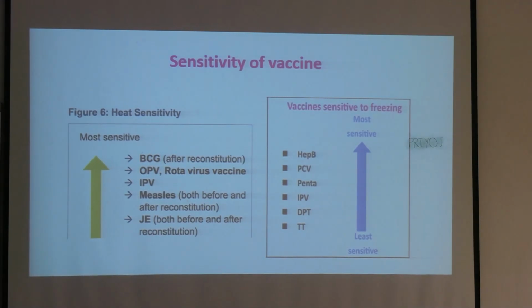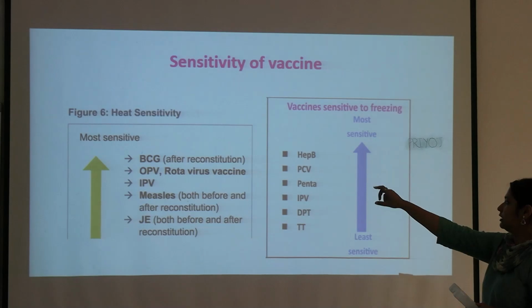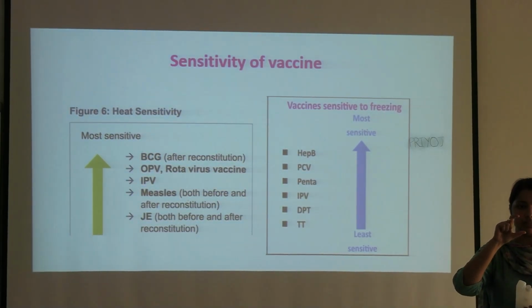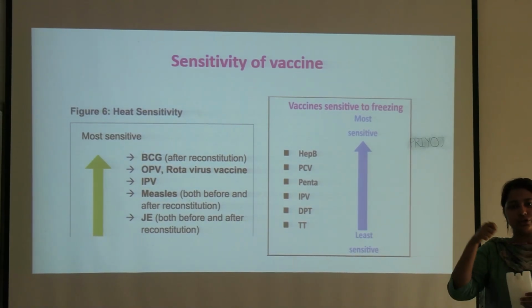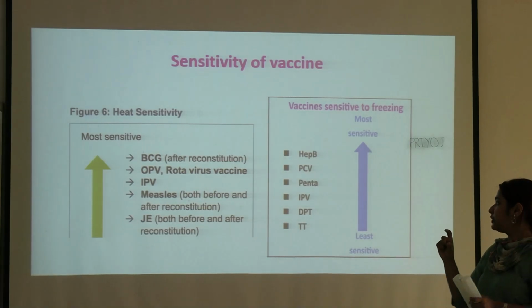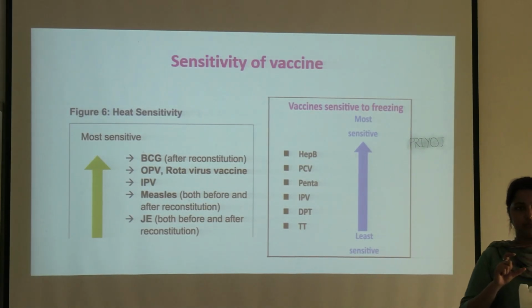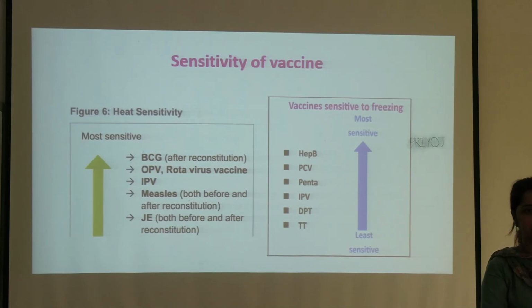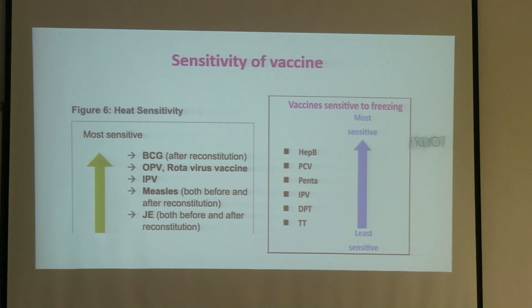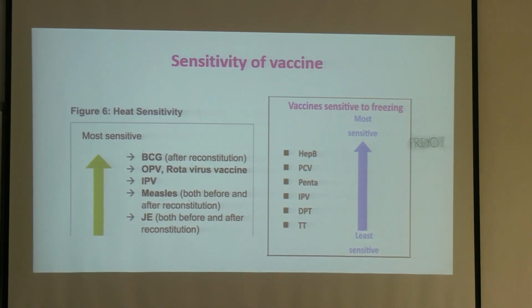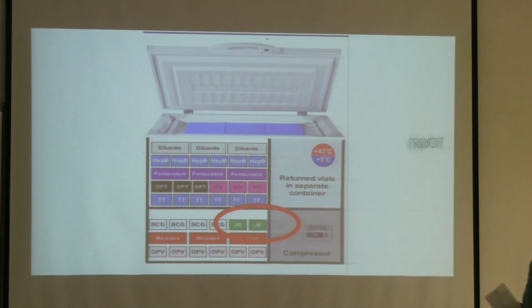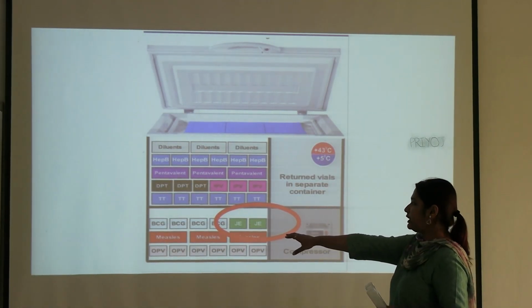That is why it is like that. Most sensitive is after reconstitution, meaning the BCG vaccine given to children, once water is added and it is reconstituted, the liquid vaccine that forms is the most sensitive. It has to be kept at the very bottom, and then comes OPV, rota, JE. You can understand this by looking at the diagram. Basically this is the schematic diagram of how the vaccine should be given. At the very bottom, the reconstituted BCG.